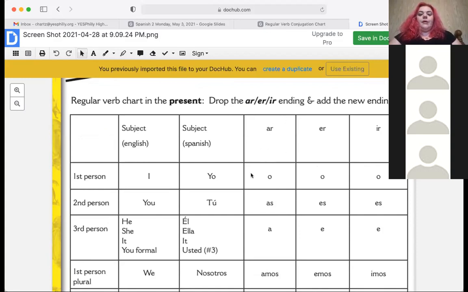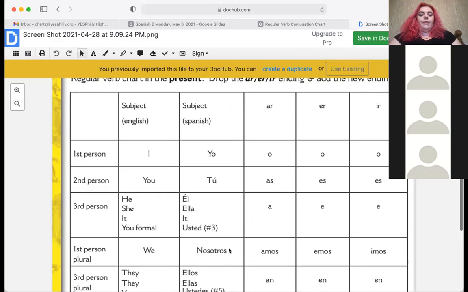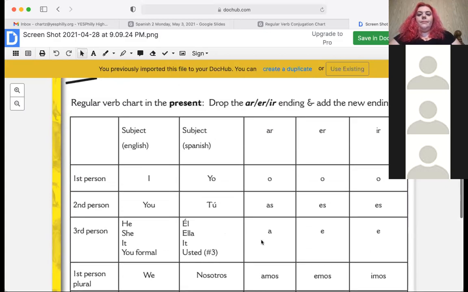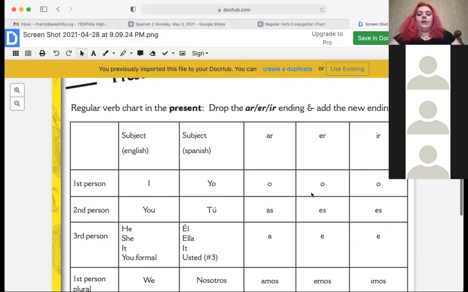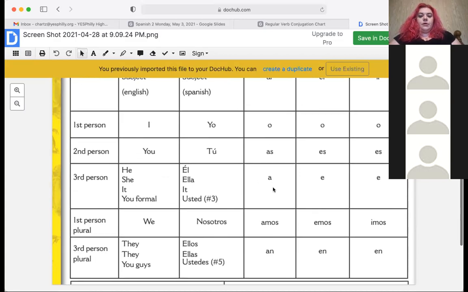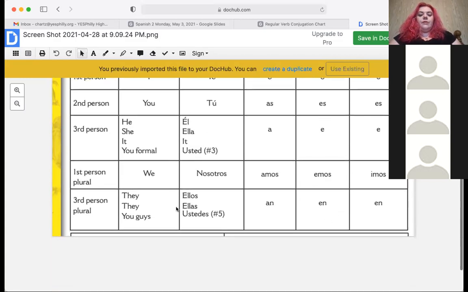So for the AR verbs, the ending is -o for yo, tú is -as, él, ella, usted is -a, nosotros is -amos, and ellos and ustedes is -an. For ER verbs, you can see in the yo form, all the AR, ER, and IR verbs are the same. They all end in -o. Tú is -es. He, she, you formal is -e. We, nosotros is -emos, E-M-O-S. And they and you guys, ustedes, is -en.